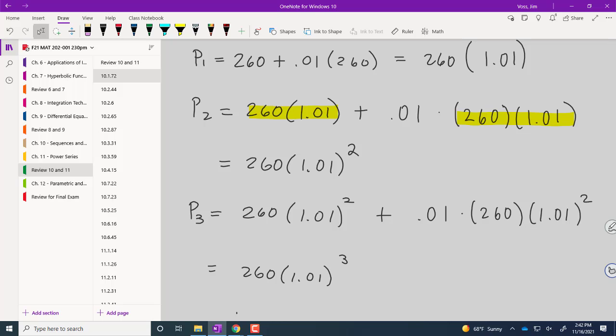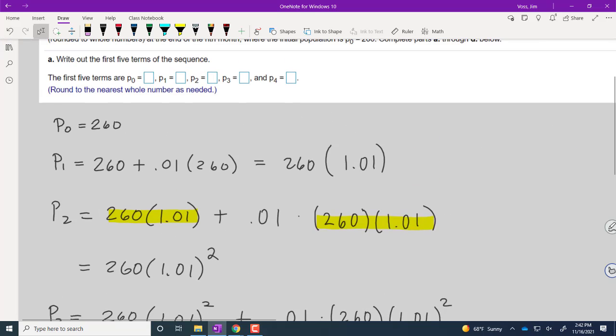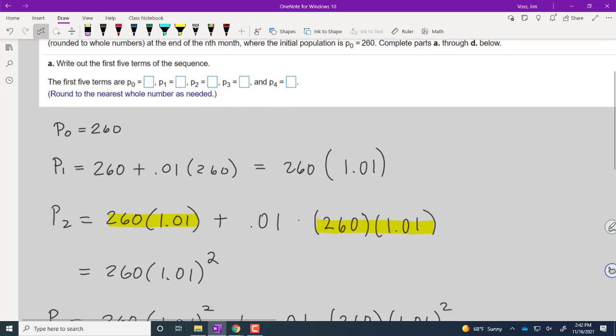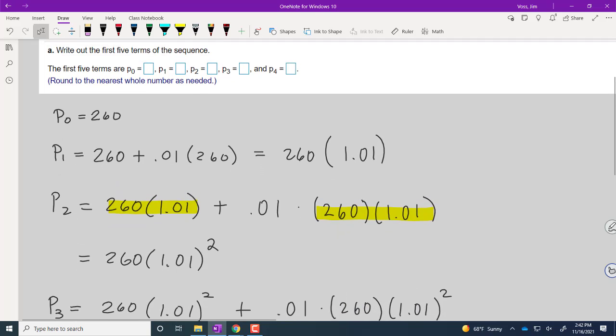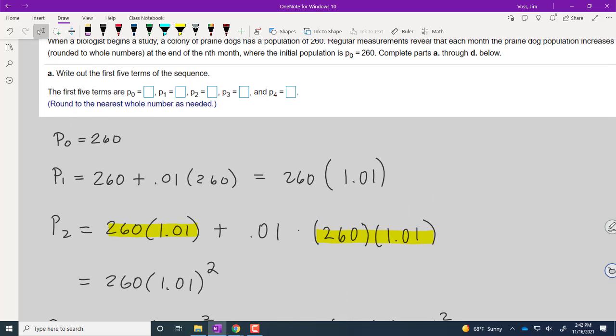If we wanted the recursive relationship, then that would be a sub n plus 1 equals a sub n multiplied by 1.01. So right, good point. So yeah, if we wanted the recursive relationship, we're just taking whatever was there prior and multiplying it by 1.01. Yes.